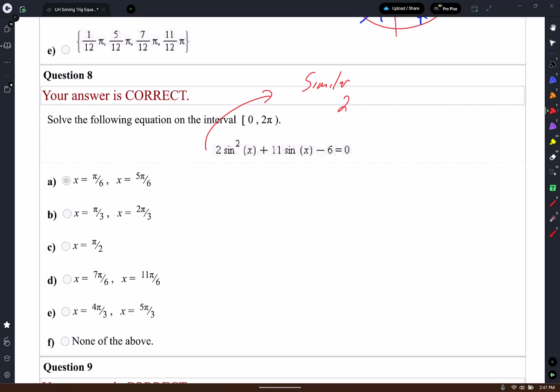Do you know how to factor 2x squared plus 11x minus 6 equals 0? Okay, let me help you. All of these are factorable, by the way. There's something called the AC method, but we'll worry about that later on. We're just going to do guess and check. So I'm going to do it like this.